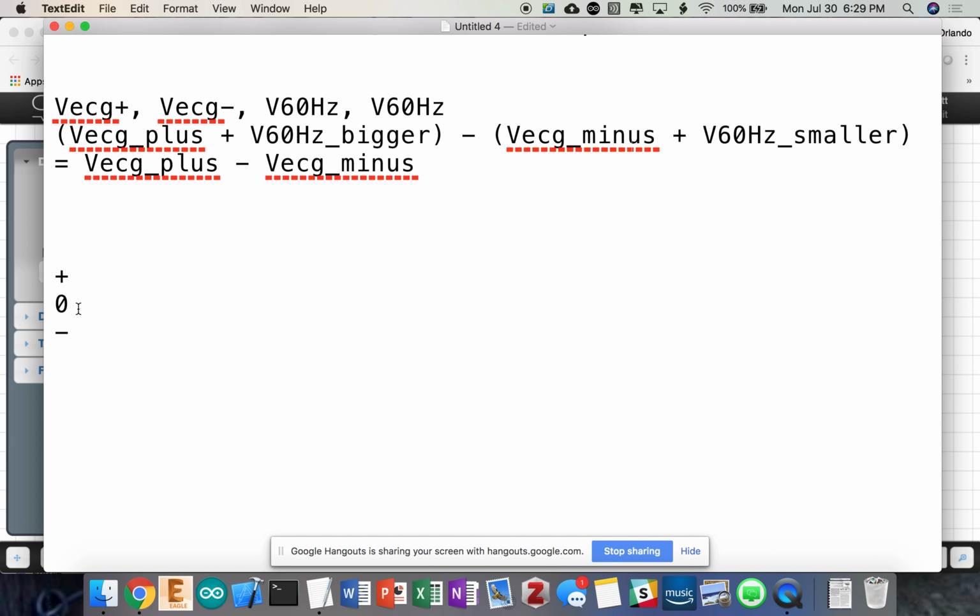So essentially, if the current is flowing from the positive side to ground, then it's a positive voltage. If the current is flowing from ground to the negative side, then it's a negative voltage. So the ground is sort of just a reference point.